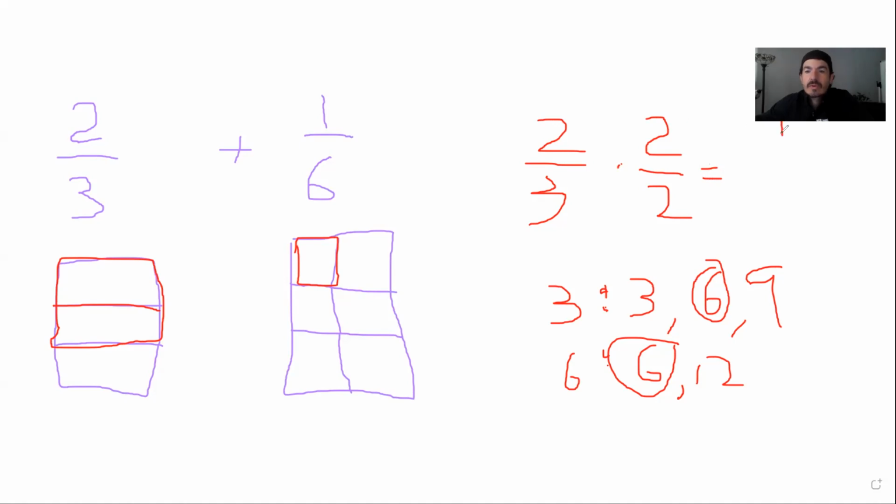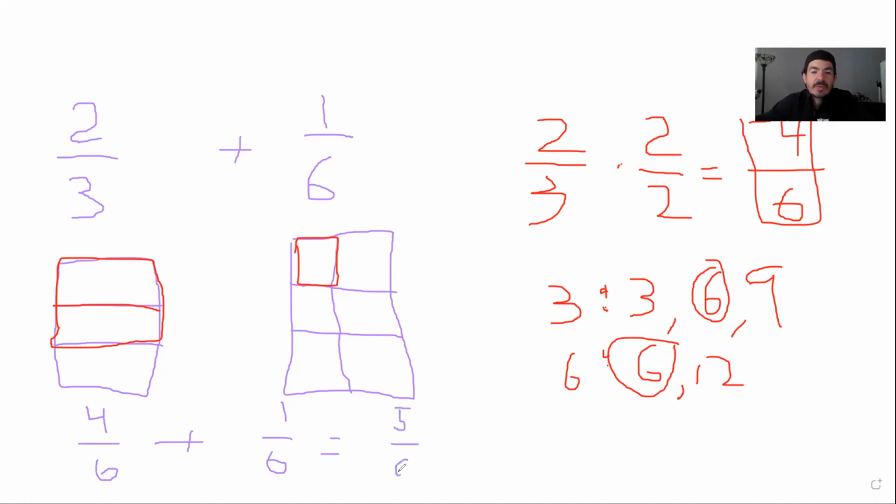So 2 times 2 is 4. 3 times 2 is 6. So now I know that 2/3 is the same as saying 4/6. So I'm going to rewrite this problem down here as 4/6 plus 1/6 equals 5/6.